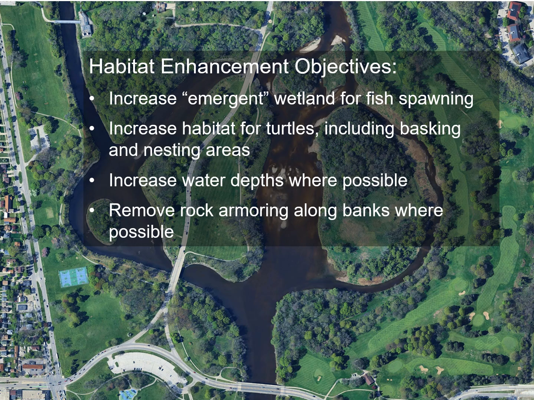An additional habitat enhancement that we've talked about is removing some of the rock that is armoring the banks where possible. So there's a lot of this large, what we call riprap. It's this very angular rock that, if you've been in the park and tried to crawl down the bank, is quite treacherous to walk on, but it's also a challenge for turtles and some other wildlife as they're trying to climb out of the river.